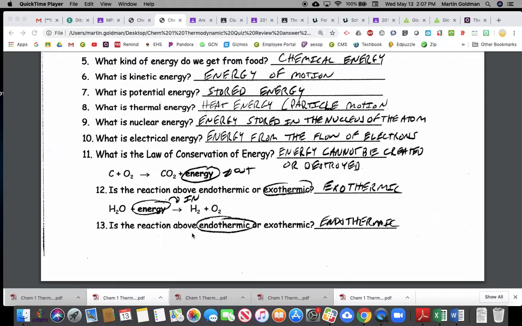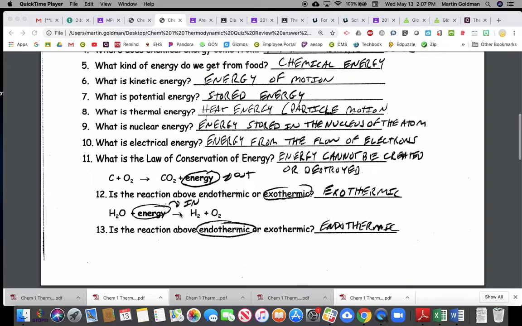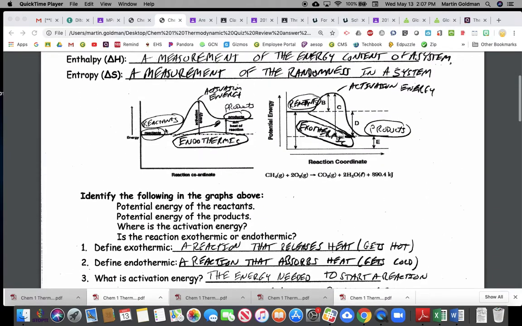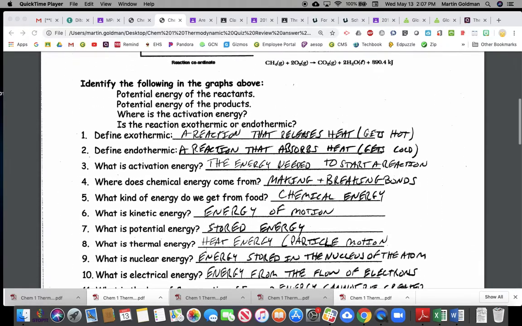Okay, and the question is, is the reaction endothermic or exothermic? Well, the energy is going in, so energy in is endo. So look at the equations. You need to spot the equations. This is exo, this is endo. Just like up here, you need to be able to spot this is endo and this is exo. So that's the stuff that you need to know.